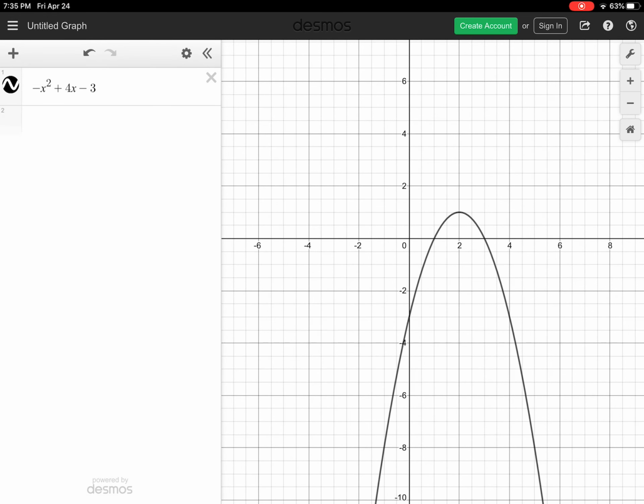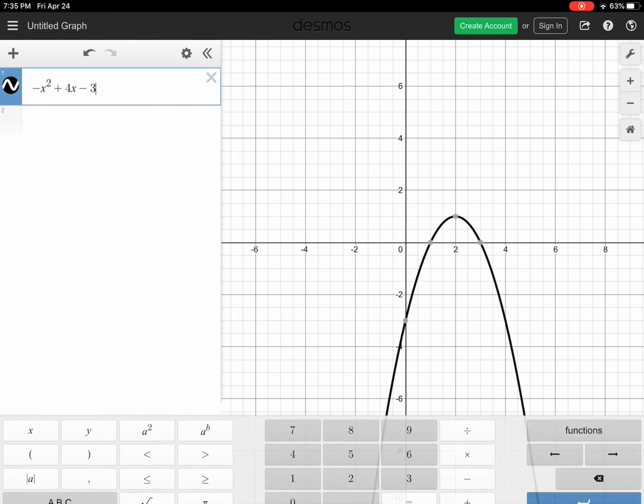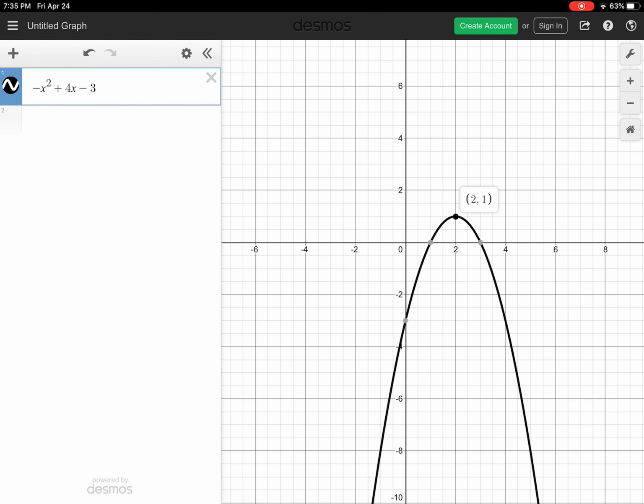Notice that our vertex is at 2, 1, and that our solutions, let me see if I can get these points to pop up. All right, so there's our vertex at 2, 1. And notice we actually see our solutions are 3, 0 and 1, 0. And also notice we have our y-intercept down here. So we really have all of the pieces of our parabola.